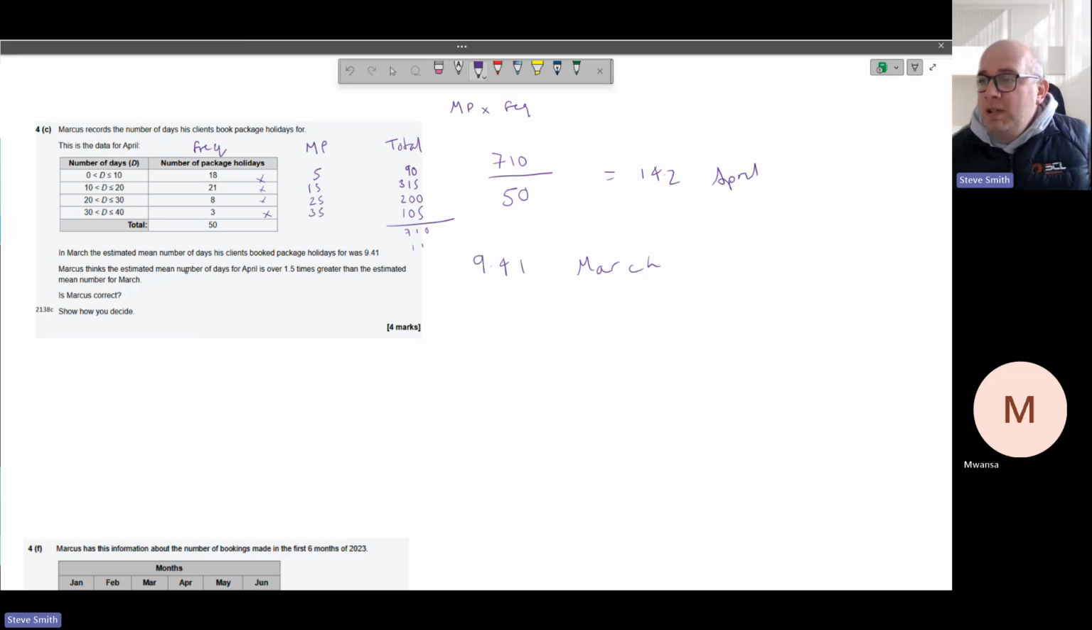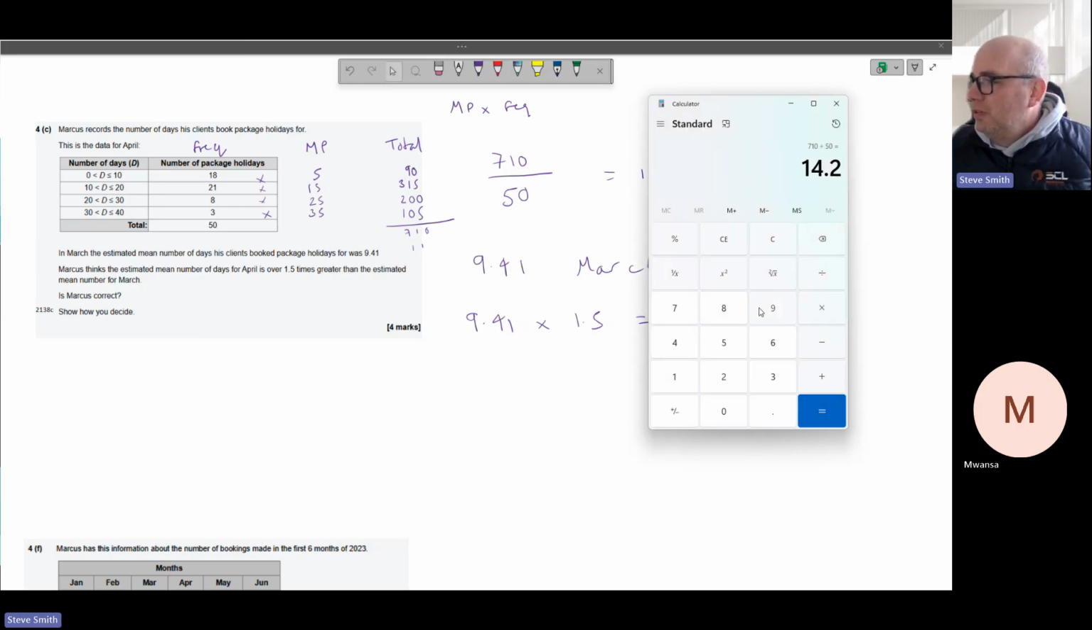Marcus thinks that the estimated mean number of days for April is over 1.5 times greater than the estimated mean number for March. So 1.5 times greater. So we're going to go 9.41, which is March, times by 1.5 should equal that. So he's saying that number's bigger. Okay, so let's have a look. That's times 9.41 because that's March, by 1.5, because he's saying the new number is going to be 1.5 times bigger.